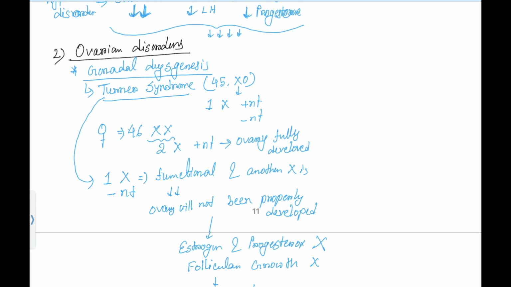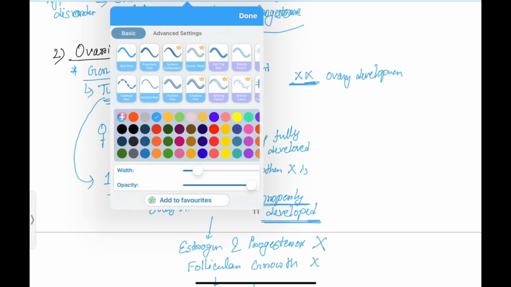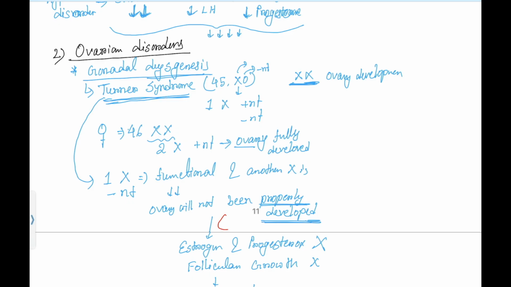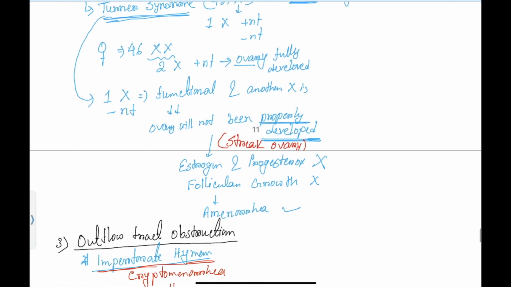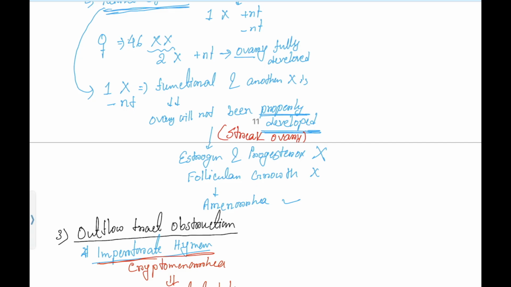Now the second cause will be ovarian disorder, like gonadal dysgenesis, like Turner syndrome. Turner syndrome karyotype is 45XO. Now remember, for ovary development, 2 X chromosomes should be present in each cell. Because there is only one X and the other X is absent, the ovary cannot develop properly. If the ovary cannot fully develop, we call it a streak ovary. This ovary cannot function properly. No estrogen or progesterone will be released properly, no follicular growth will be there. As a result, amenorrhea will be there.